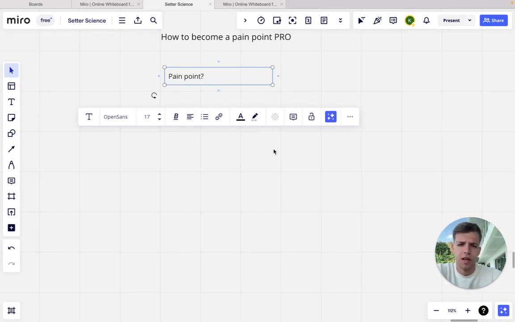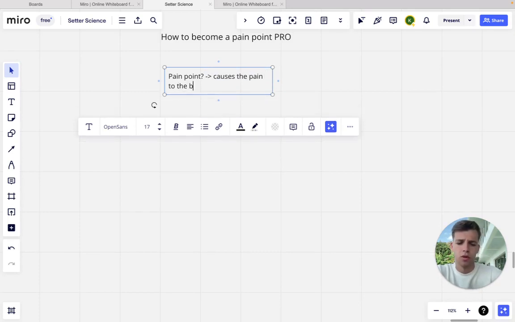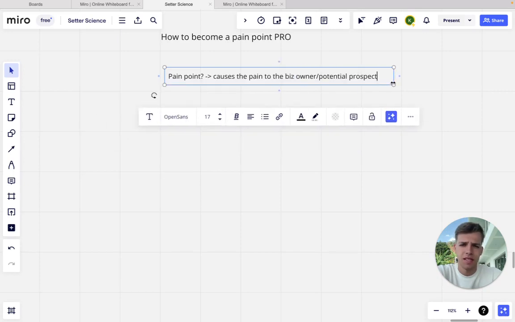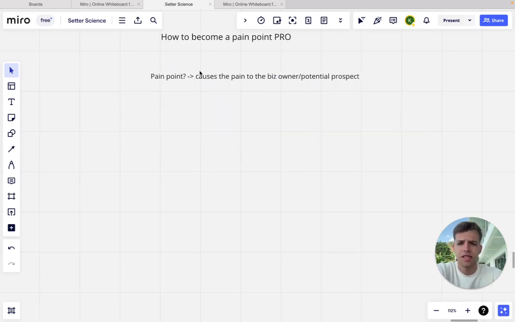What's the pain point? So, pretty much the definition is simple, and I would say that that's something that causes pain to the business owner slash potential prospect. So, the thing is that this pain doesn't have to be physical pain. It's just like an obstacle stopping them from achieving a certain goal that they would like to achieve. And your job as an appointment setter is to reveal what that pain point could actually be. The main problem they are currently facing with their business, let's say. That's the definition of a pain point.